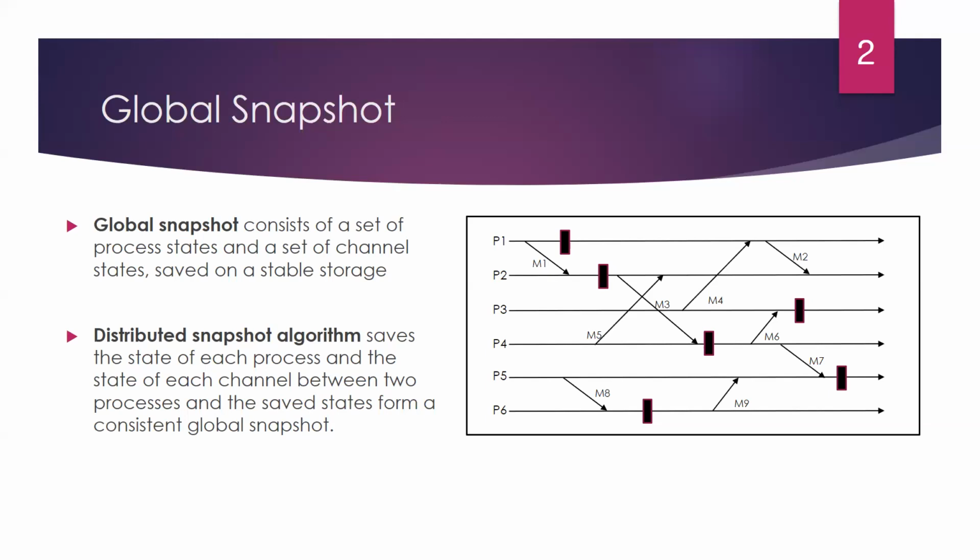Global snapshot is the set of saved system states captured by each process as shown in the right figure. The black boxes in the figure show the saved states by the processes. And we need distributed snapshot algorithms for the saved states to be consistent.